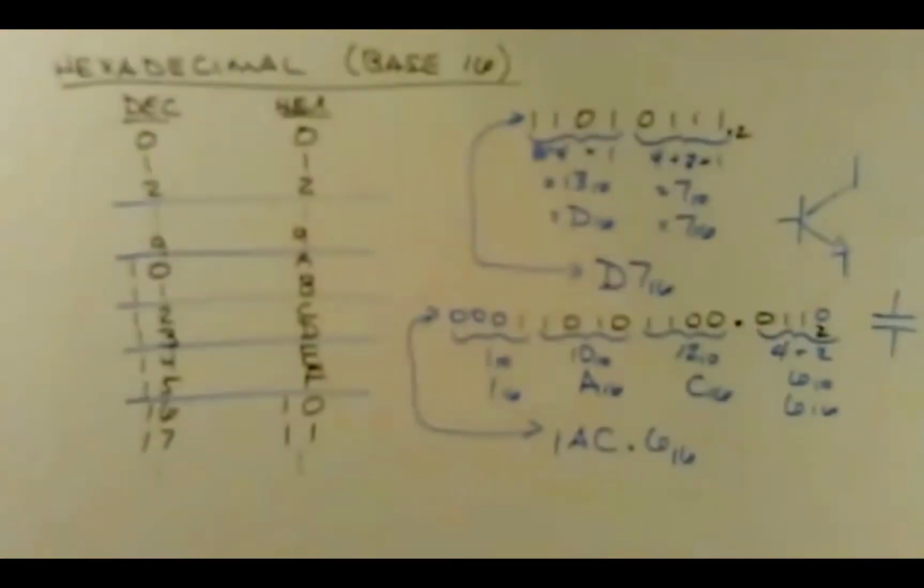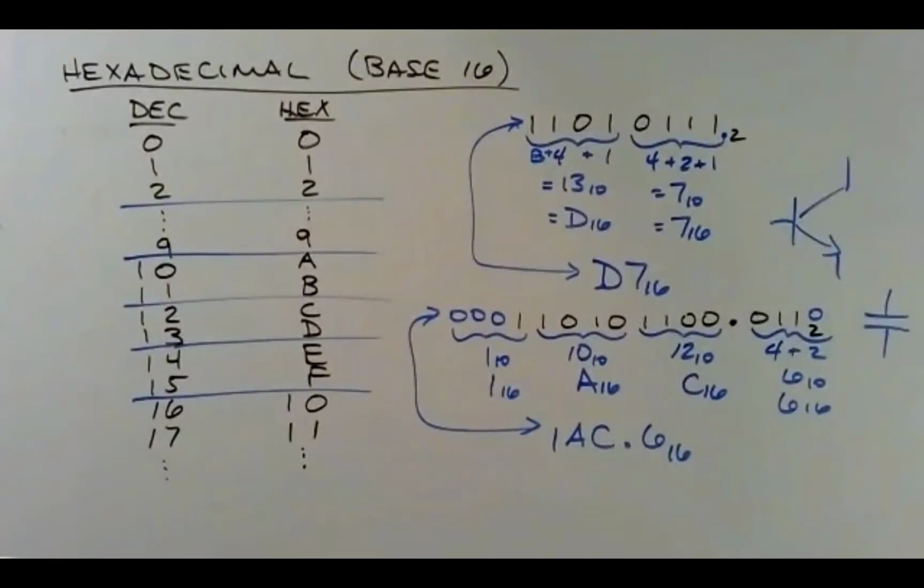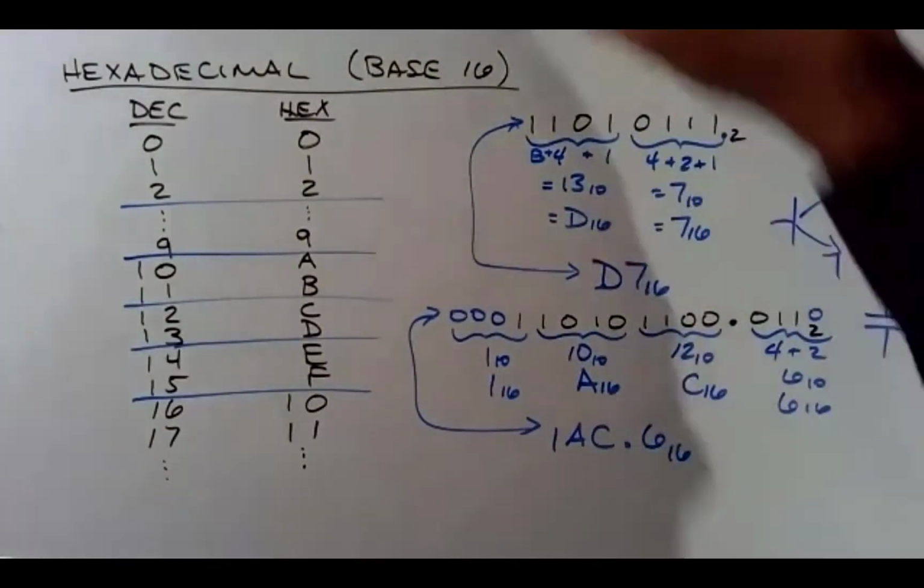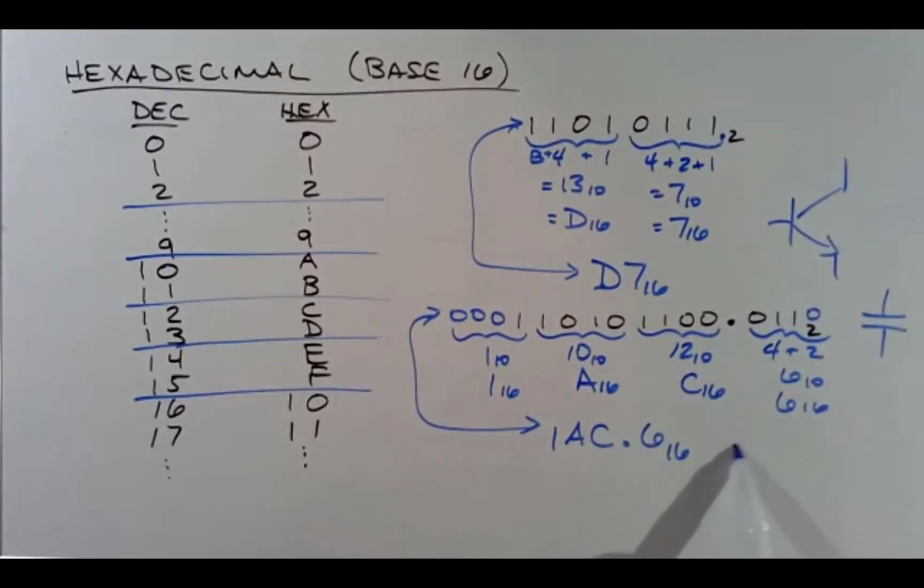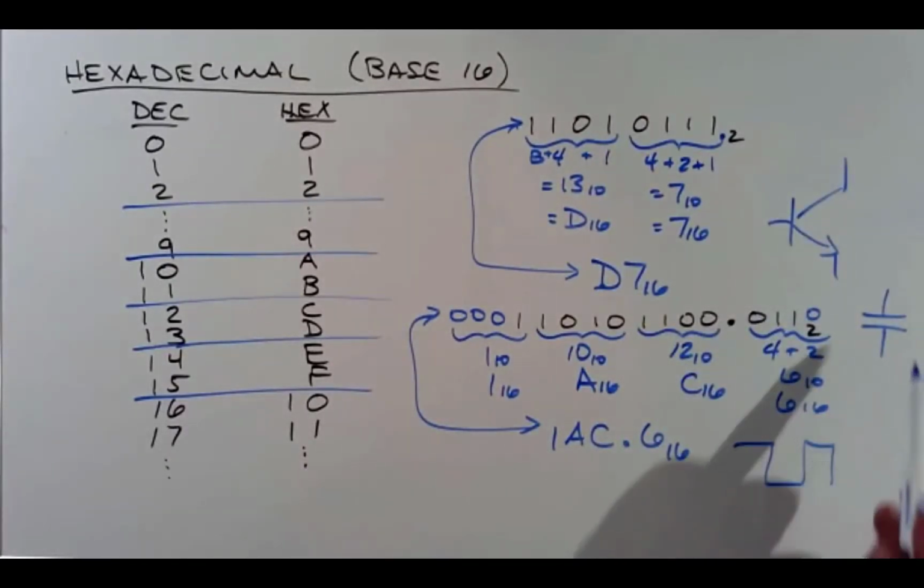And so that's a reason. One reason we use binary is because it's easy to send information with a high voltage or a low voltage. It's easy to store information. It's easy to make decisions.